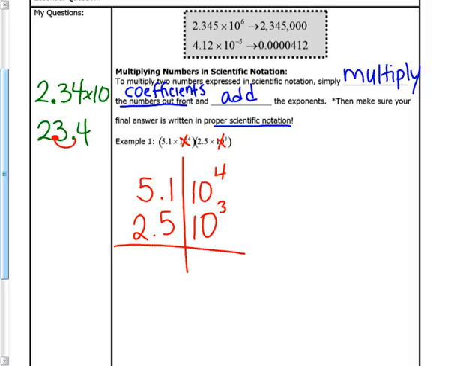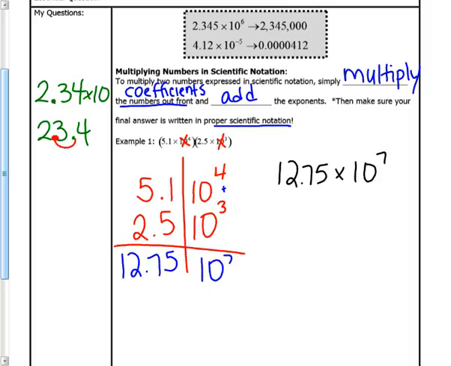So 5.1 times 2.5 is 12.75. And then we would add the 4 plus the 3 here, so this would be 10 to the 7th. So far we have 12.75 times 10 to the 7th power.